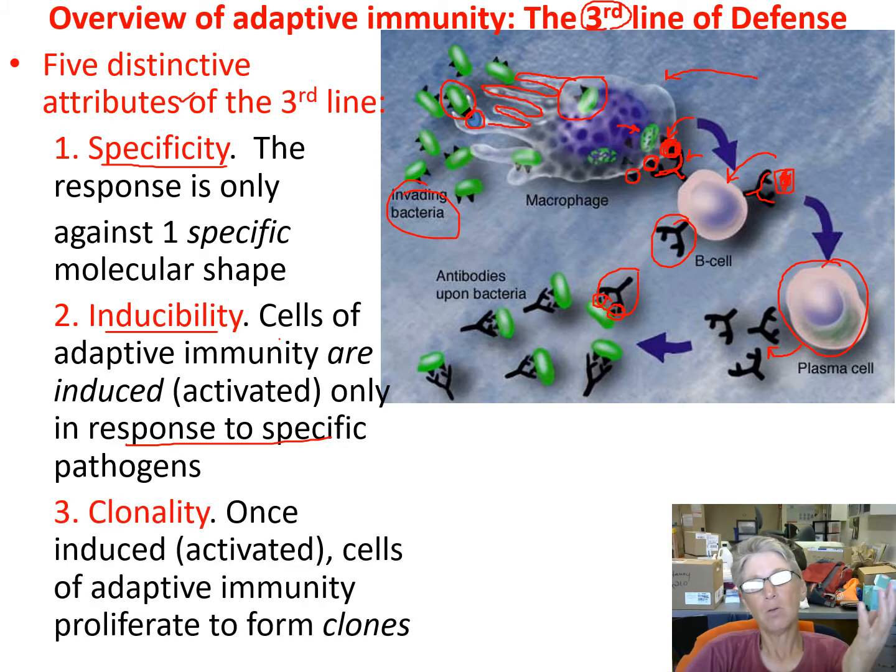The third attribute of the third line of defense is clonality. So once induced, for example, once this B cell got induced because it bound to this specific shape, a specific antigen, then this B cell, it doesn't show in the cartoon, but this B cell will form a clone of cells, a clone of plasma cells. So it just shows one plasma cell in this cartoon, but the B cell, once activated, would form a clone, so hundreds of thousands or millions of these plasma cells, making billions of antibodies.